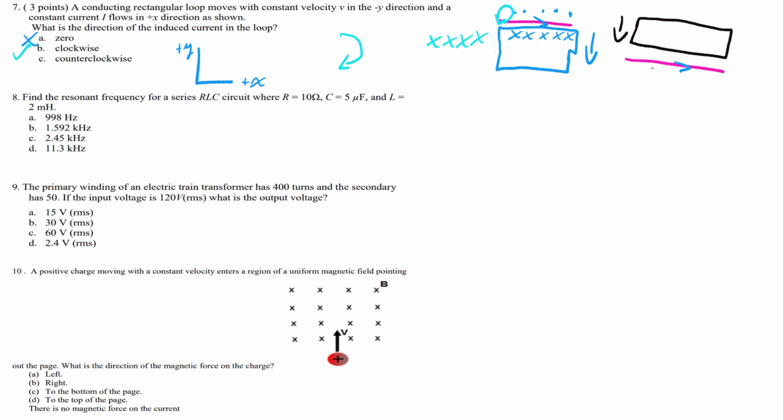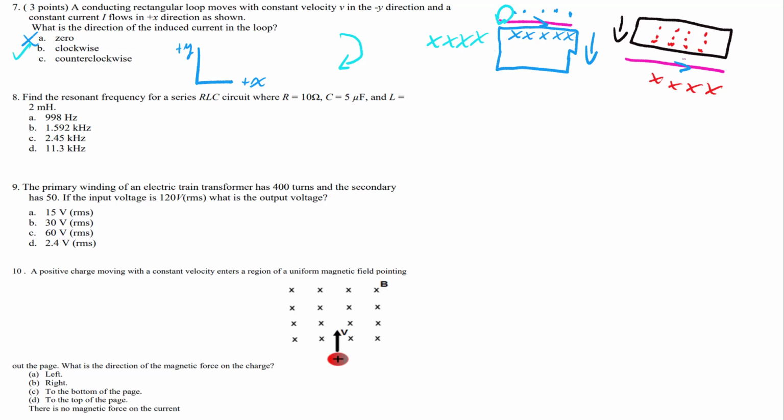And then when your fingers are pointing at you, they're going to be periods. So we're going to have periods over here, and we're going to have X's in the bottom. Okay, so as that rectangle moves, it's going to have more periods inside the rectangle. And technically we are increasing the flux in that rectangle as we move closer and closer to the wire.